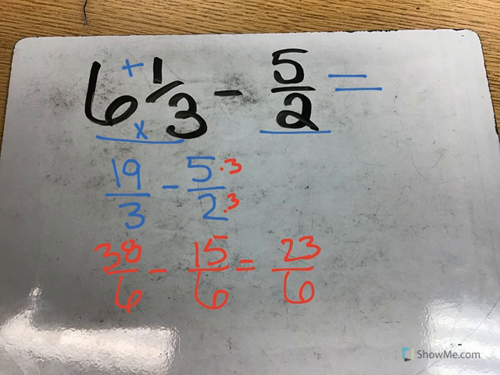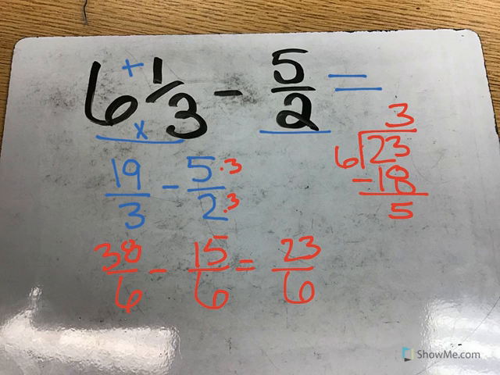But 23 over 6 is not my answer because it's an improper fraction. So how do you simplify an improper fraction? Top in, bottom out: divide the numerator by the denominator. 6 won't go into 2, but it will go into 23. How many times? That's right, 3 times. 3 times 6 is 18. 23 minus 18 is 5.